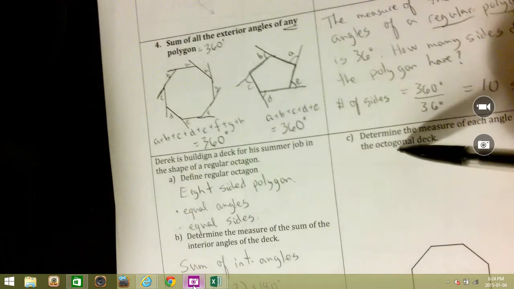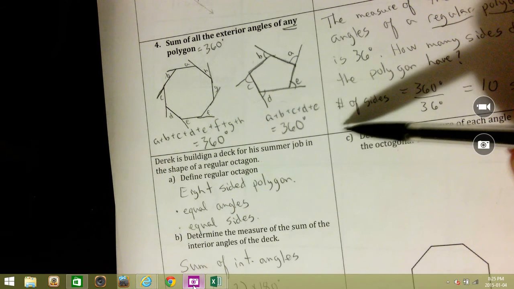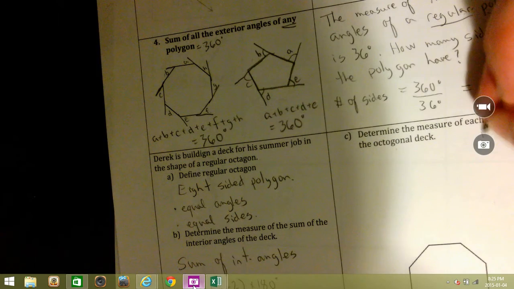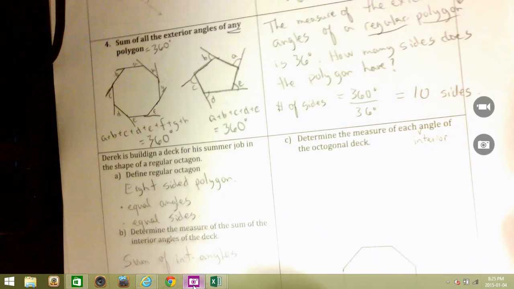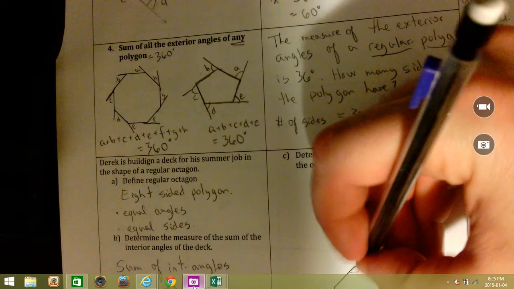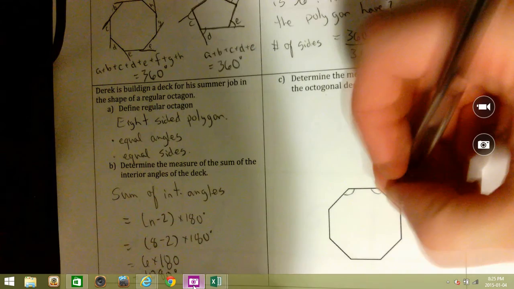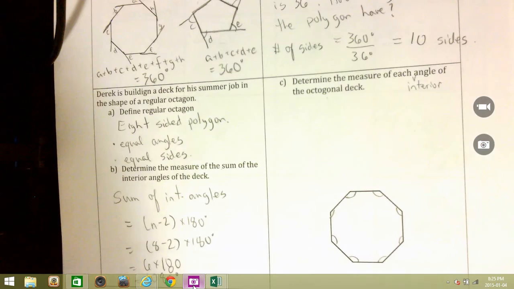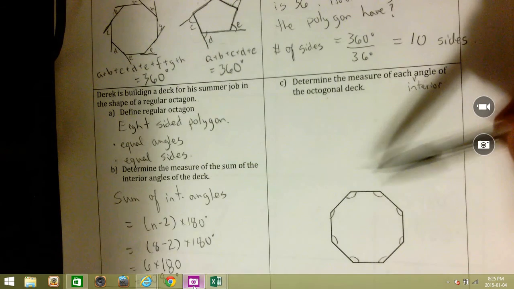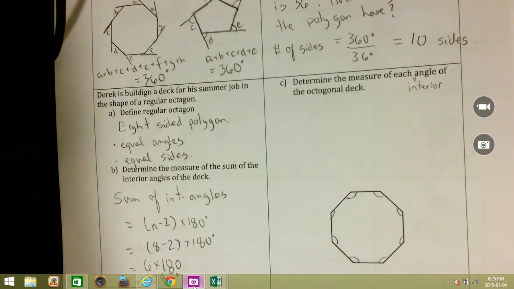Part C of this question. Determine the measure of each interior angle. So what this question is asking is, what is the measure of this angle here, and this angle, and this angle? They're all going to be the same. Now the temptation might be, and I've seen this before, to say it's 360 divided by 8. That's not correct.